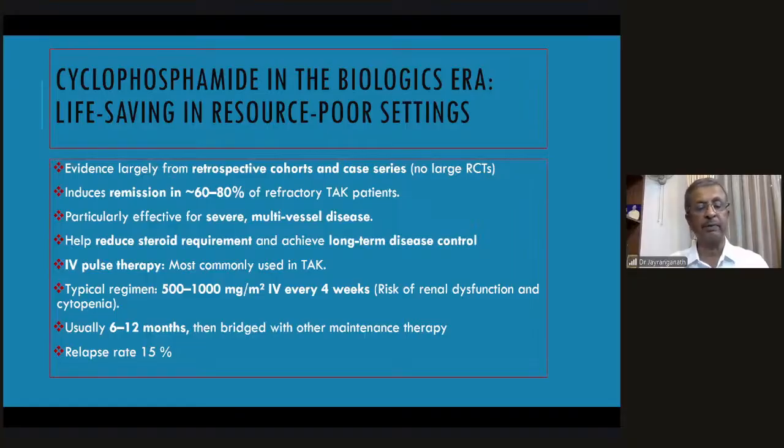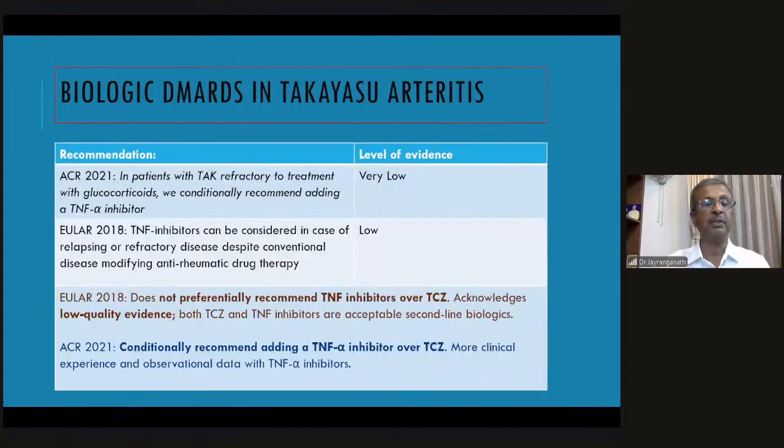Typical regimen is 500 to 1000 milligram per square meter IV every 4 weeks, usually 6 to 12 months, then bridge over to maintenance therapy. Relapse rate is 15%. So DMARDs, biological DMARDs in Takayasu, in patients refractory to treatment with glucocorticoid, we conditionally recommend adding a TNF alpha inhibitor. The level of evidence is very low.